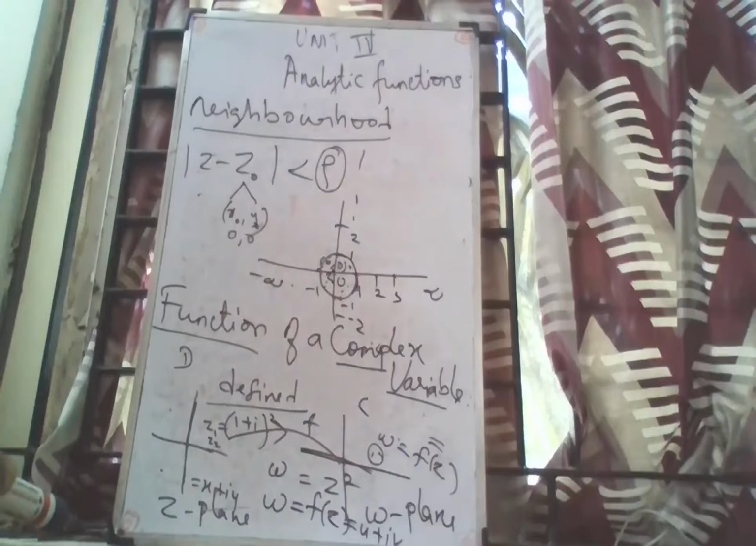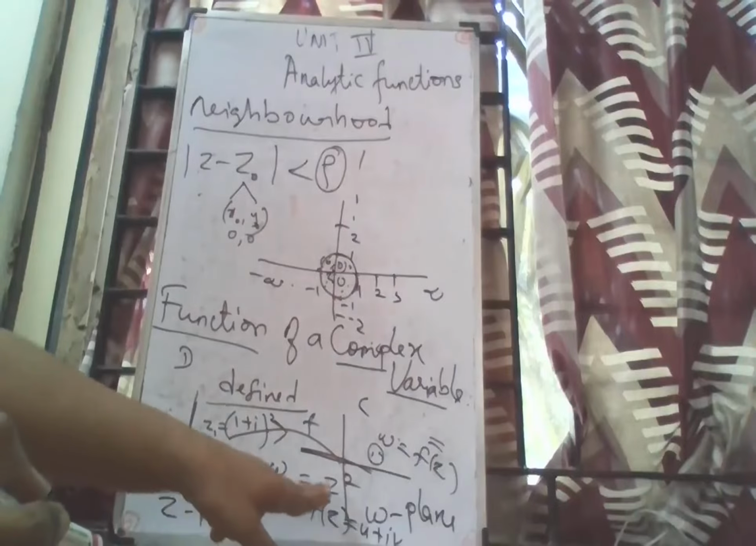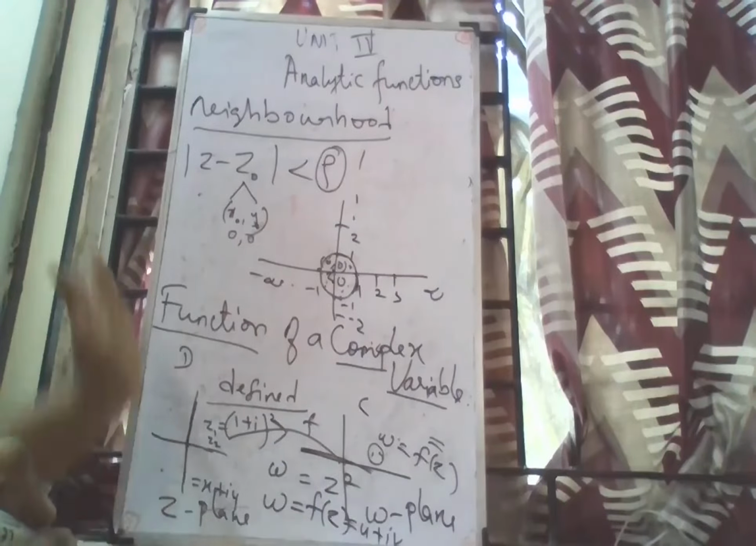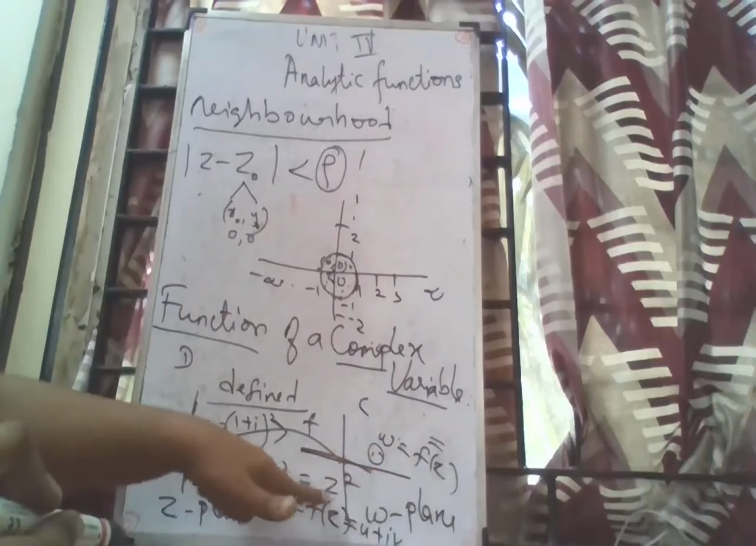Next, you can take this example, w equal to z square. For each point in the z plane, I'll get the corresponding point in the w plane using this function.